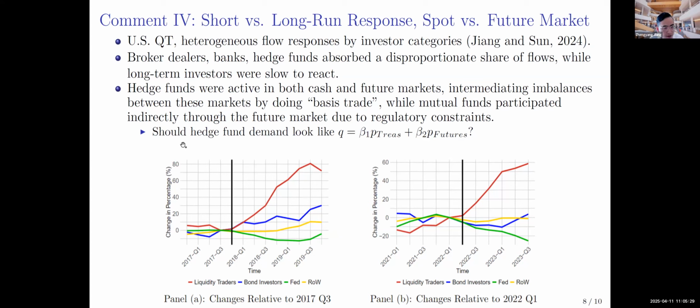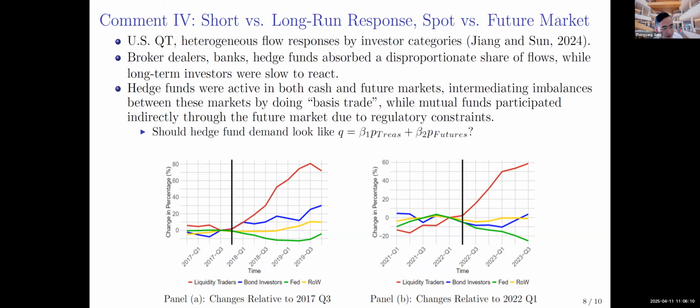So I call liquidity traders the broker-dealers, banks, and hedge funds. They are really absorbing a disproportionate amount of flows when the Fed sold or unwound their treasury portfolio, whereas the other bond investors were quite slow to adjust. So you can compare the red curve and blue curve. There's a very different speed of adjustment. So the natural question is whether we want to think about a horizon-dependent elasticity. If we enlarge the horizon, from just one quarter, one year, to a longer period, do we expect to have different conclusions about elasticities and how the markets adjust to quantity movements?